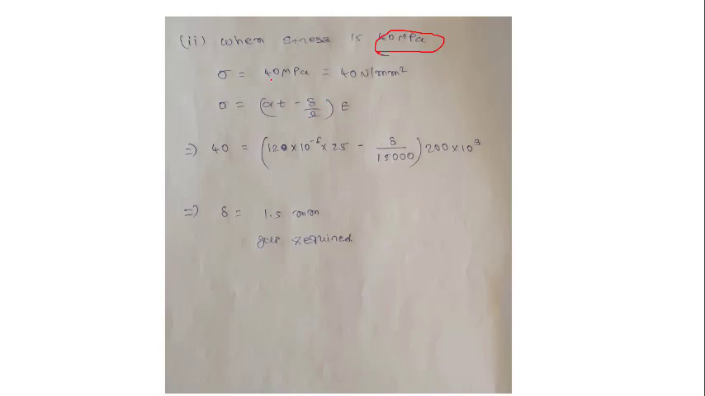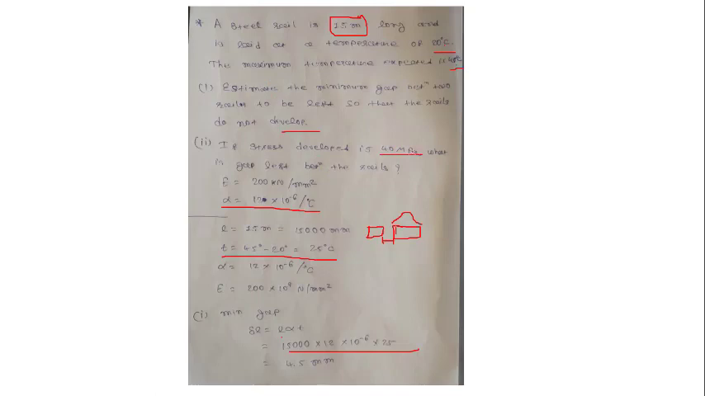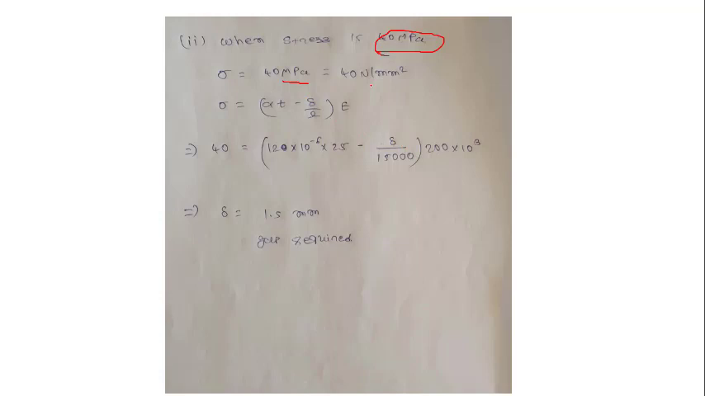Now stress is given in megapascal, 40 megapascal. We all know that 1 megapascal is equal to 1 Newton per mm square. So 40 megapascal is 40 Newton per mm square. And we are putting in the values. Sigma is equal to 40. Alpha is given, it is 12 into 10 raised to minus 6. T, the change in temperature, is 25 degrees centigrade, minus delta, which we have to find if 40 megapascal stress is generated. Then L is 15,000 mm. Then Young's modulus is also given, it is 200 into 10 raised to 3. So by solving this equation, we get delta is equal to 1.5 mm.